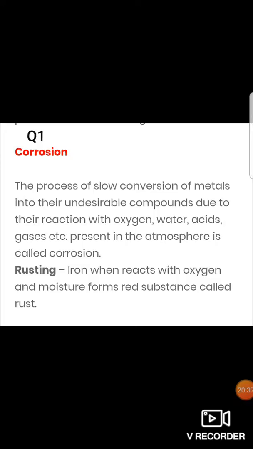Let's see what is rancidity. Corrosion is repeated here: the process of slow conversion of metals into their undesirable compounds due to their reaction with oxygen, water, acids, gases, etc. present in the atmosphere is called corrosion. And rusting: iron, when it reacts with oxygen and moisture, forms red substances called rust.